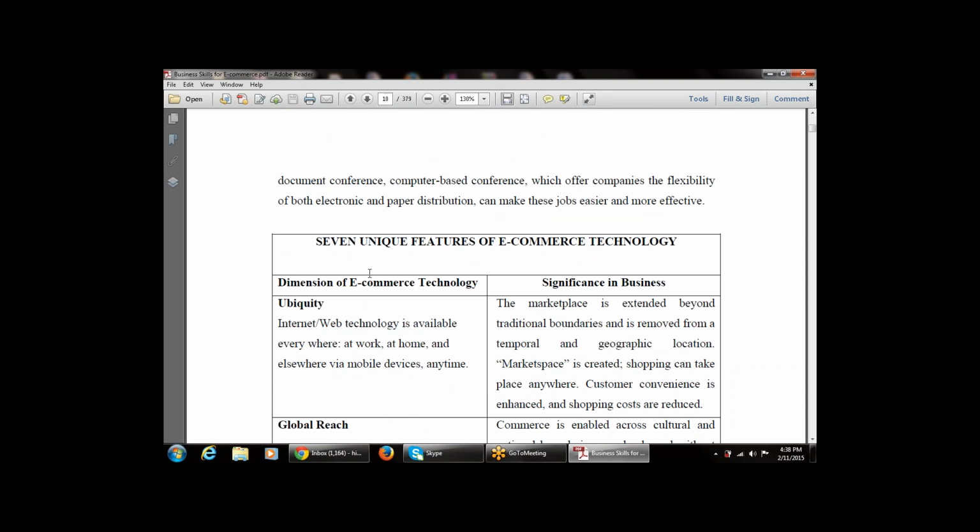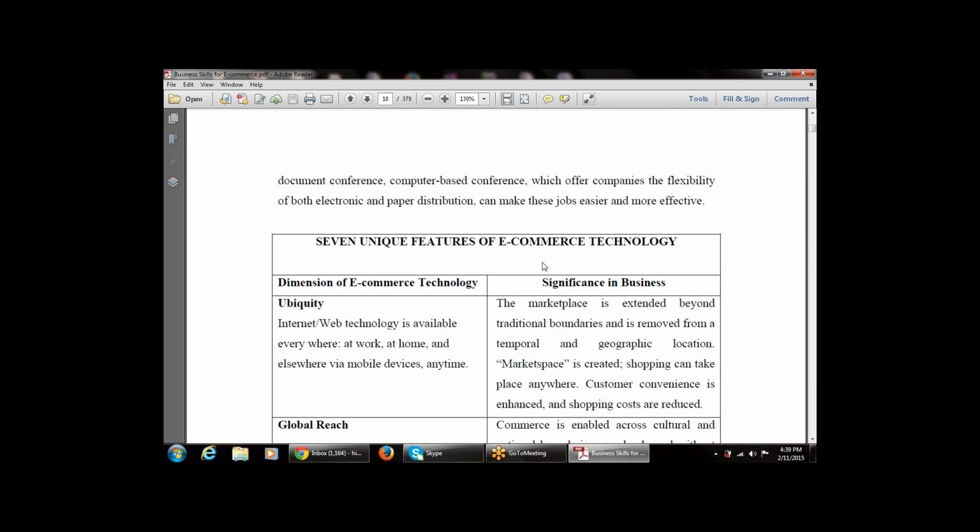Then we have studied about 7 unique features provided by e-commerce. So this says 7 unique features of e-commerce technology. First is the dimension of e-commerce technology. Then what is the significance of this dimension, that is, a feature in e-commerce? So the first point says ubiquity. That is, e-commerce provides ubiquity. That is, it is available everywhere, either at work. Ubiquity means common to each and everyone.